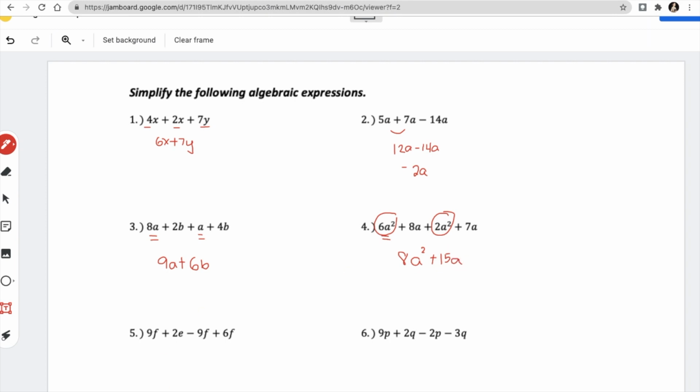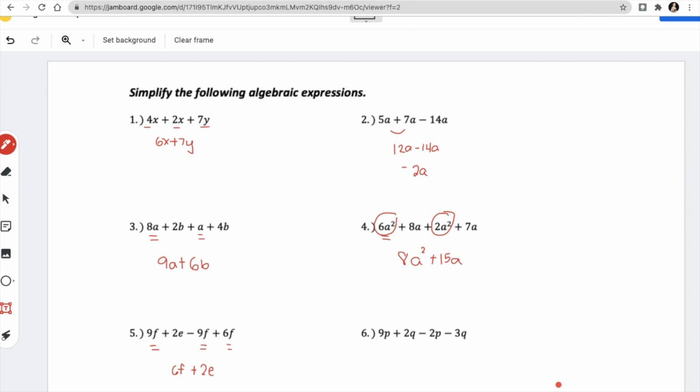For the fifth item, we have 9f plus 2e minus 9f plus 6f. The first term and the third and fourth are similar terms because all of them have f as a variable. So 9f minus 9f is 0. 0 plus 6f will give me 6f. And I can just copy 2e.